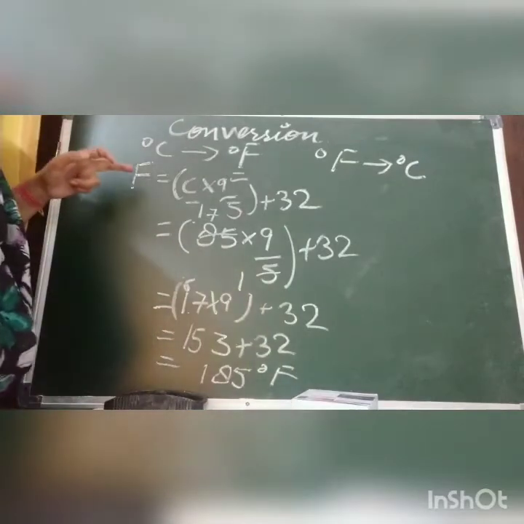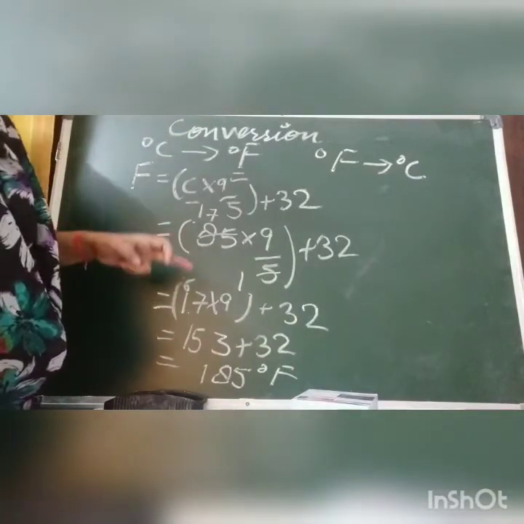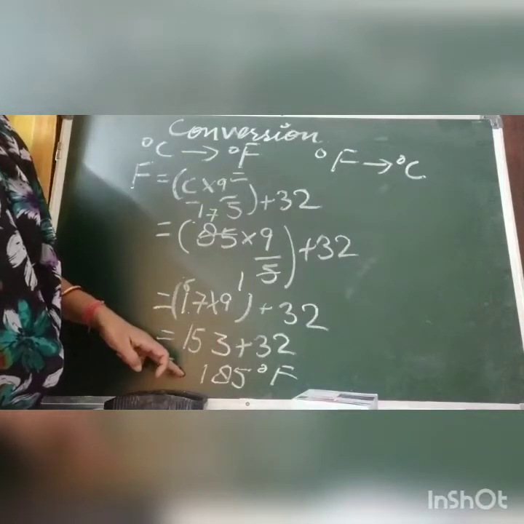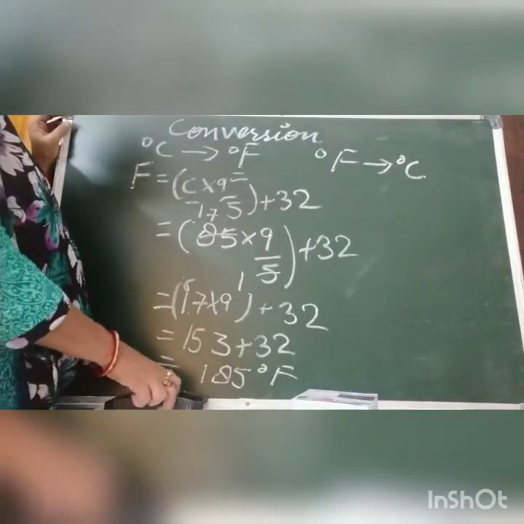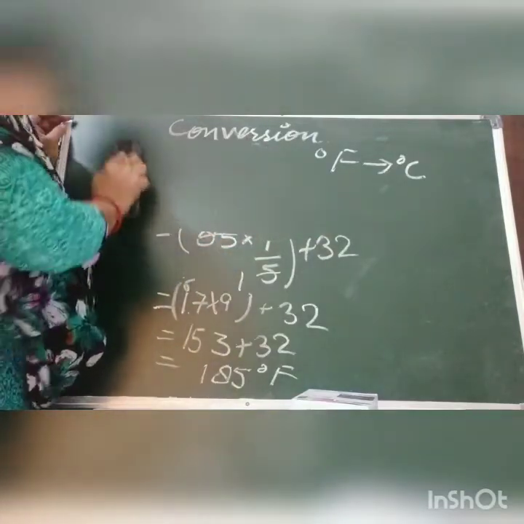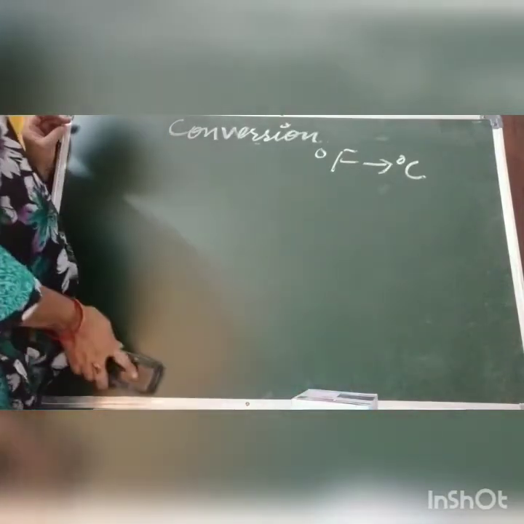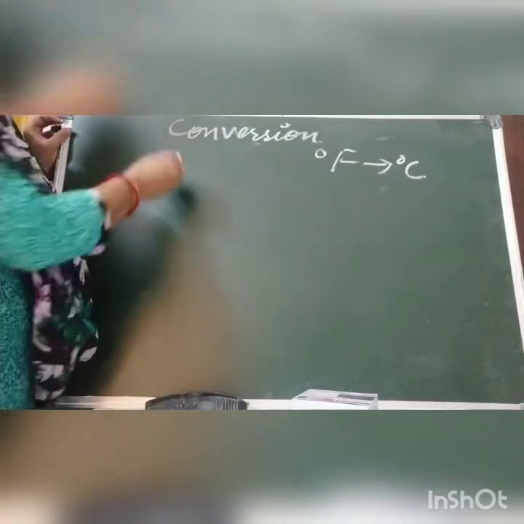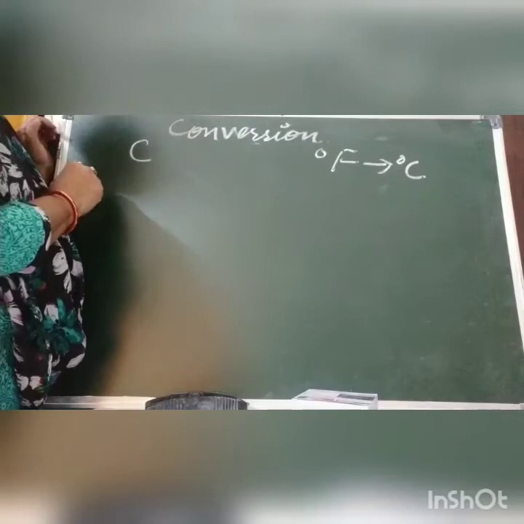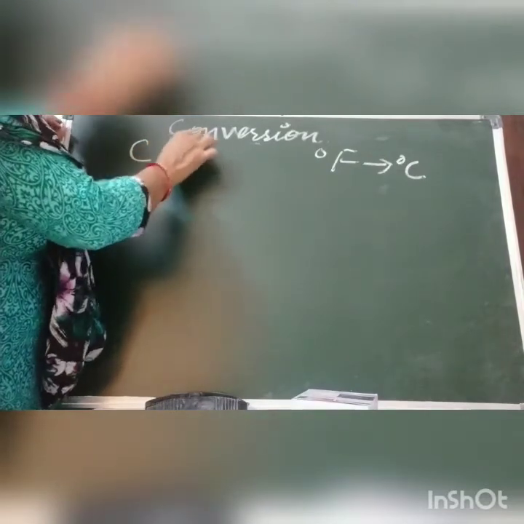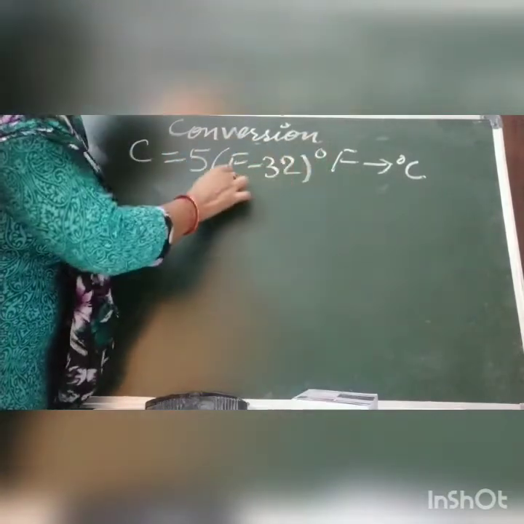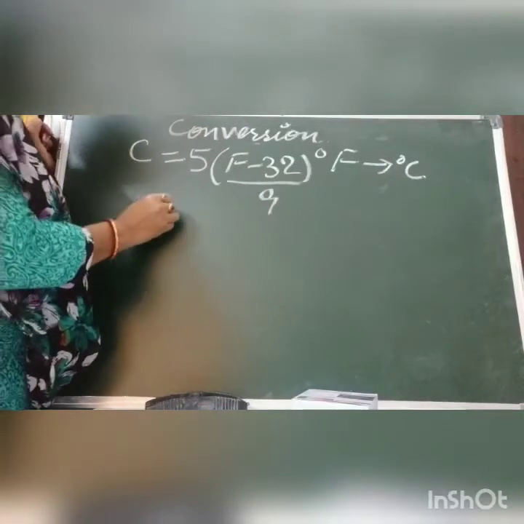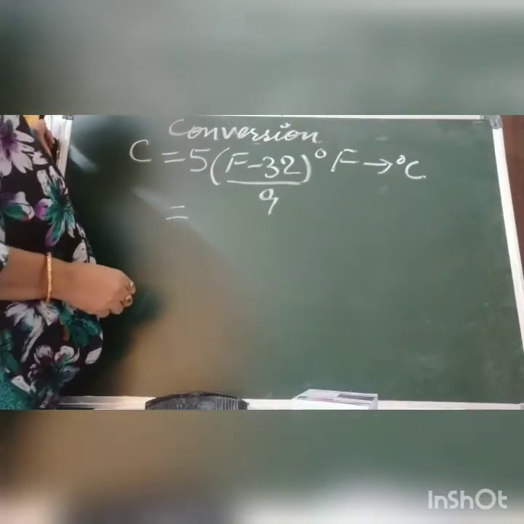So if the value in degree Celsius is 85, when we convert it into Fahrenheit, it would be 185 degrees Fahrenheit. Okay, children? Now, I am going to tell you how to convert degree Fahrenheit into degree Celsius. The formula is different. Here you have to find out Celsius. So C we will write this side. C is equal to 5 into F minus 32, upon 9. This is the formula.